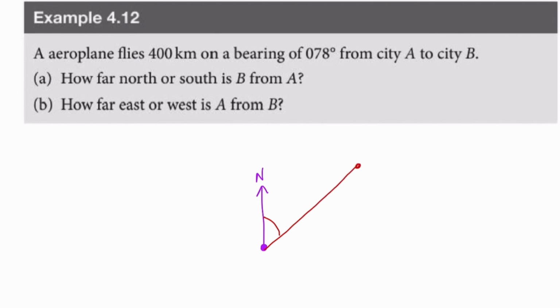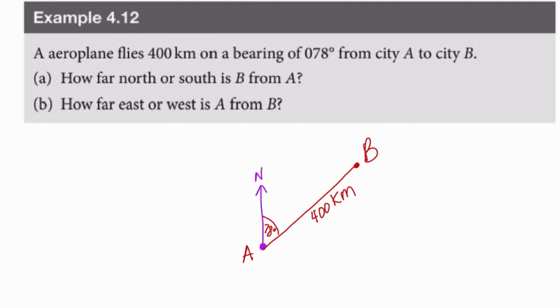So this right here represents 78 degrees. And like we said, we are traveling 400 kilometers. So this right here is 400 kilometers. We started in city A and we ended up in city B. So that is what my bearings would look like right now.